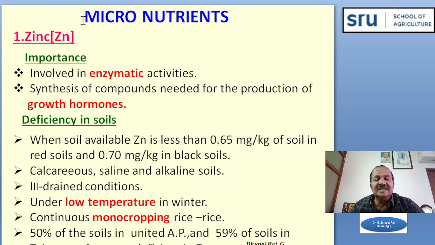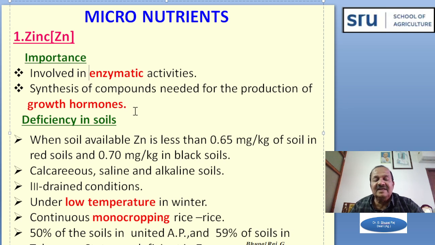Among the micronutrient deficiencies, the most important element is zinc. When we see the functions of zinc, it is involved in enzymatic activities and is also useful for the synthesis of compounds needed for the production of growth hormones. So these are the two important functions of zinc: enzymatic activities and growth hormones.